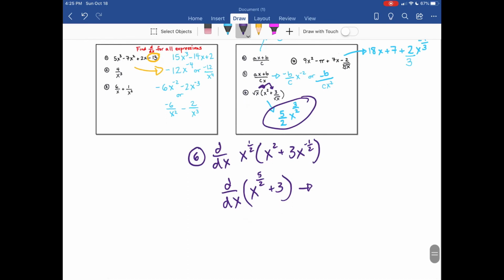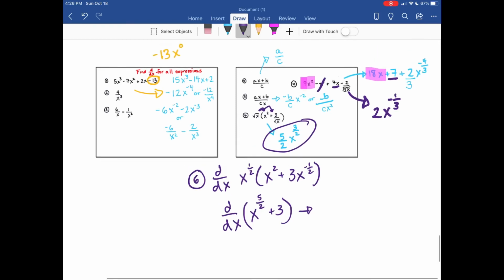Now, 7 is pretty much the same idea as the others. 9x squared derives to give us 18x. Pi is a constant, so I know the derivative of that is going to be 0. The derivative of 7x is 7. And then this last term we would write as 2x to the negative 1/3. And when we derive that, that's how we are left with 2/3. And it was minus 2, so I should add that too. And that's why we have positive 2/3 x to the negative 4/3.